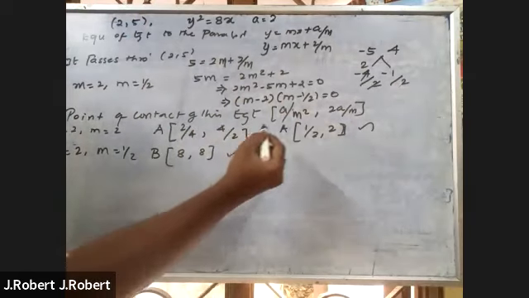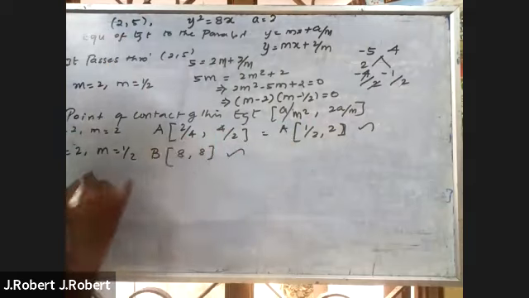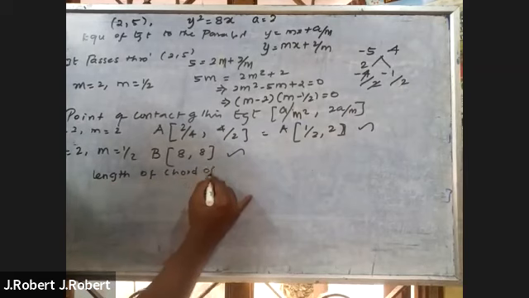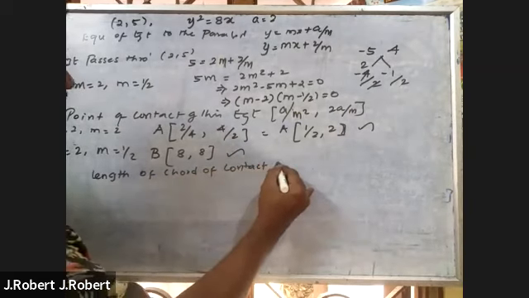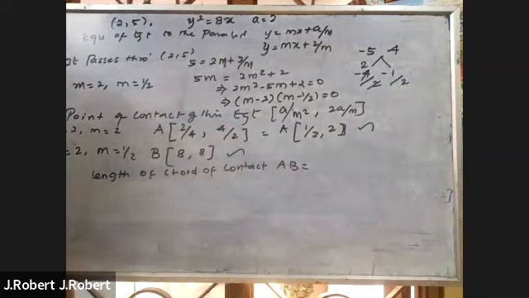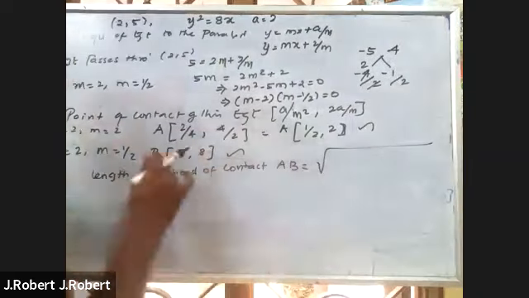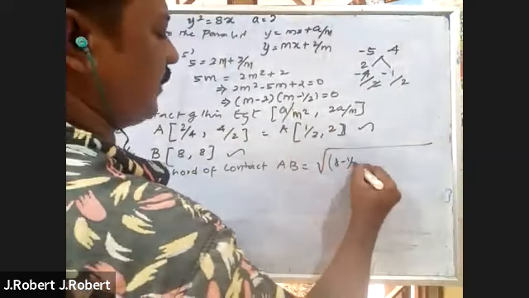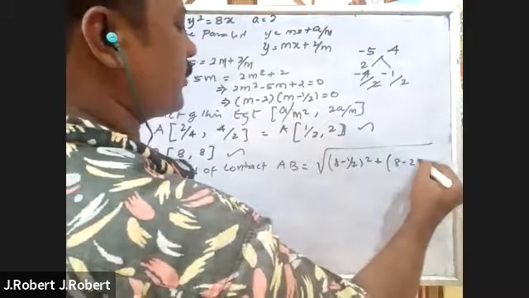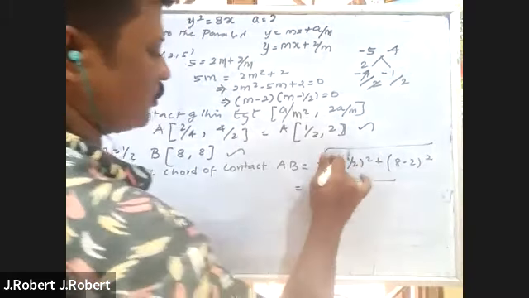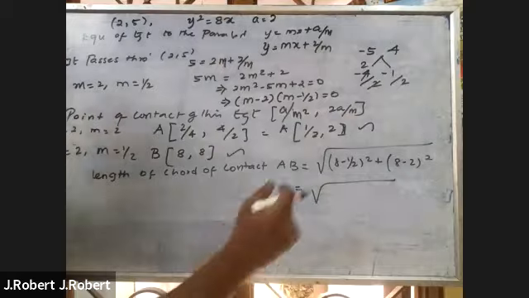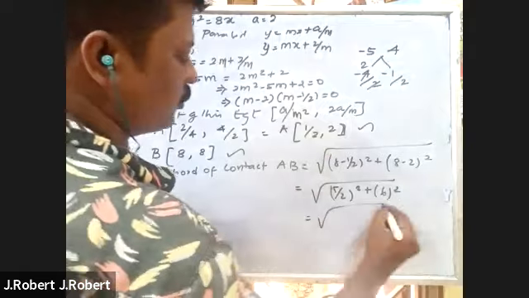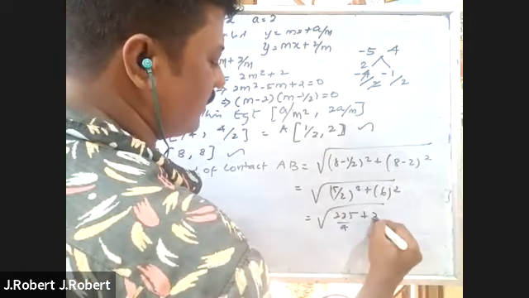Now find the length of the chord of contact. This is AB. Let us take the length of the chord of contact as AB. So AB equals the square root of (y2 minus y1) the whole squared plus (x2 minus x1) the whole squared. I can write this as the square root of (8 minus 1 by 2) the whole squared plus (8 minus 2) the whole squared, which is 8 twos are 16, 16 minus 1 is 15 by 2, the whole squared, plus 6 squared, which equals 225 divided by 4 plus 36.